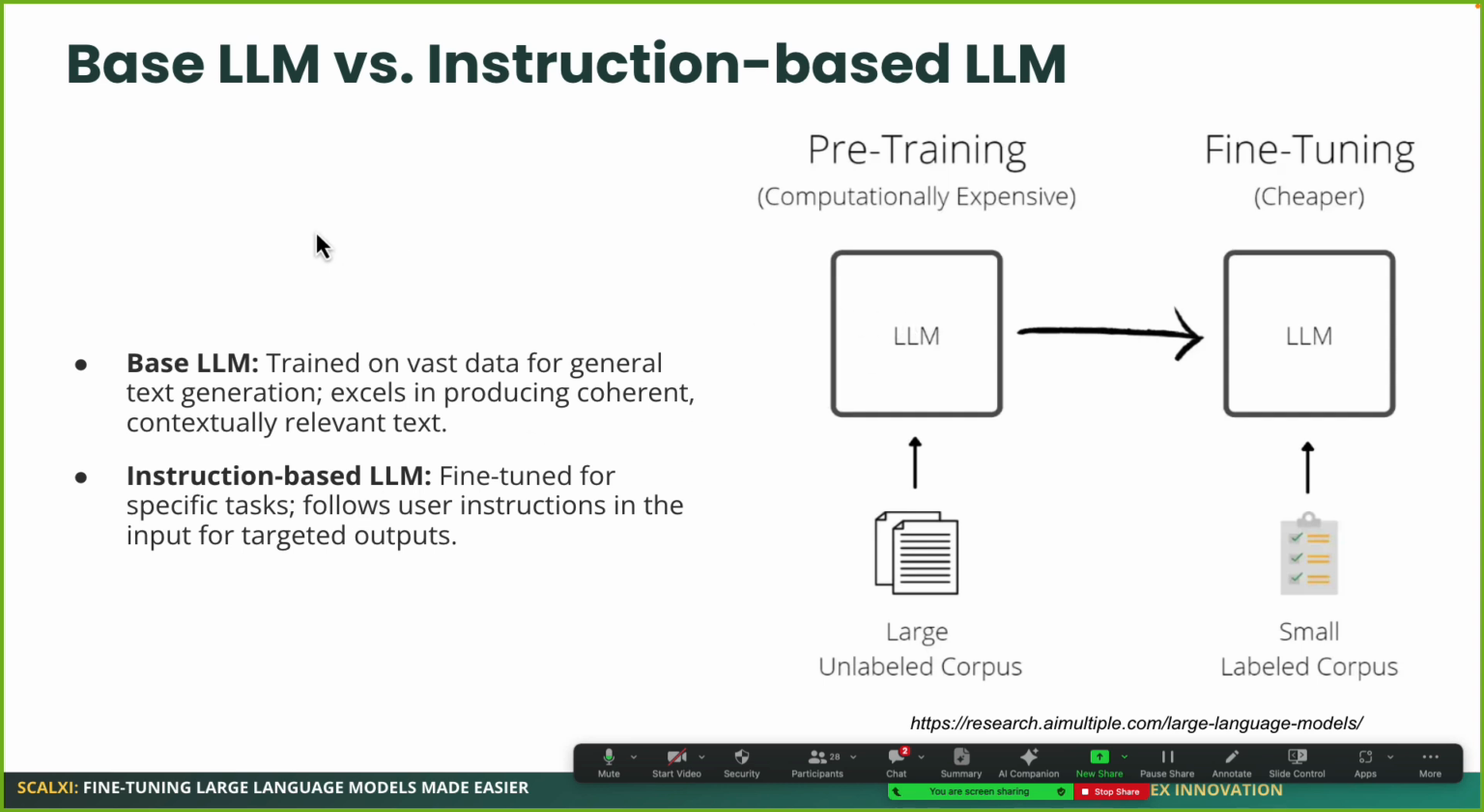Now, there are different types of language models. The type that I have already presented is called the base language model, which is basically trained on a vast amount of data for just text generation. And this actually helps in producing coherent and contextually relevant text.